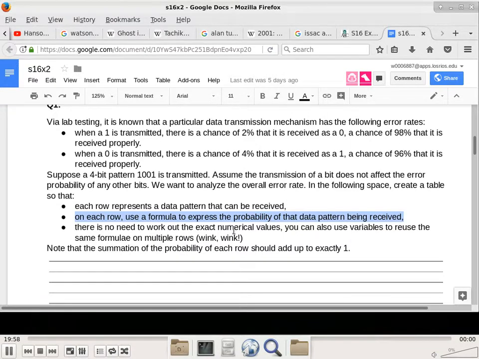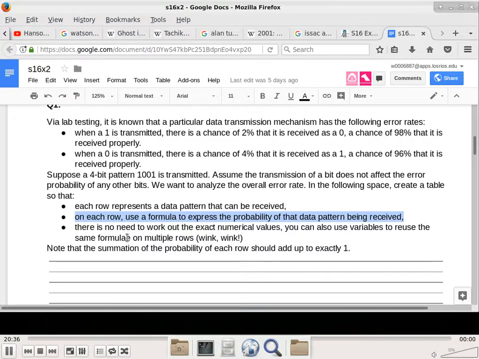There's no need to work out the exact numerical values, and you can use variables in some equations. You can refer to the same formula on multiple rows. In other words, there are only so many values you need to work with. If you find that half of these things have exactly this component, give a variable name to it so that you don't have to write that common part out. Is that okay? Sure. We would have to make the formula represent how that process works, like an algorithm.